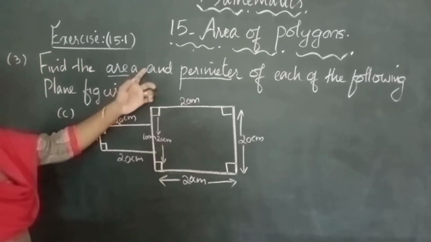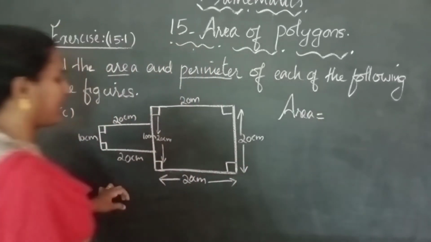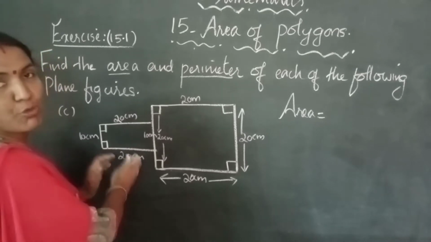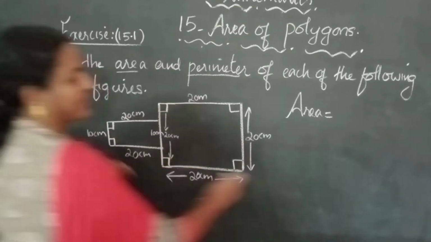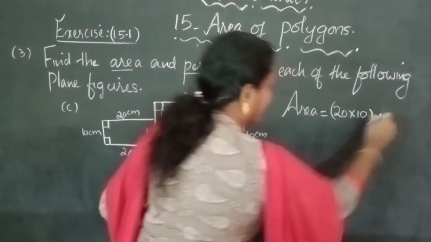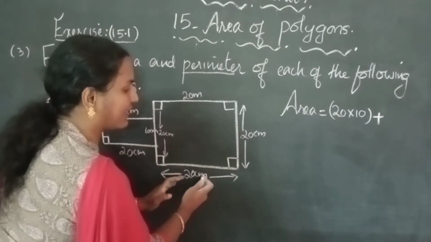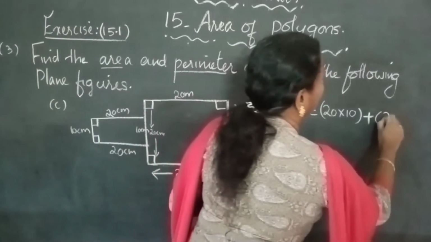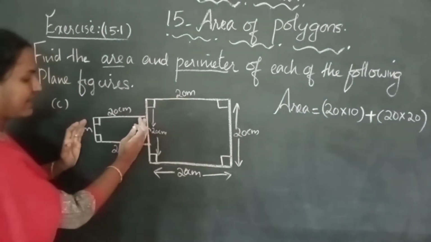Okay. First we have to find the area. Here the area is length into breadth for the rectangle. The length is 20 and the breadth is 10. So 20 into 10 plus the area of the square, which is side into side. Here this is 20, this is also 20. So 20 into 20.